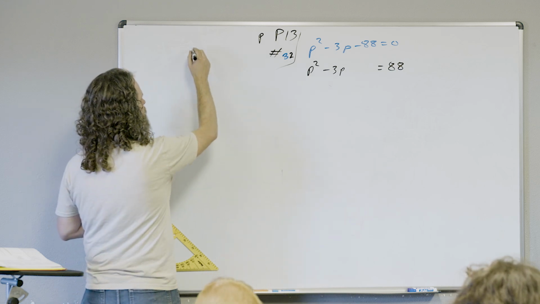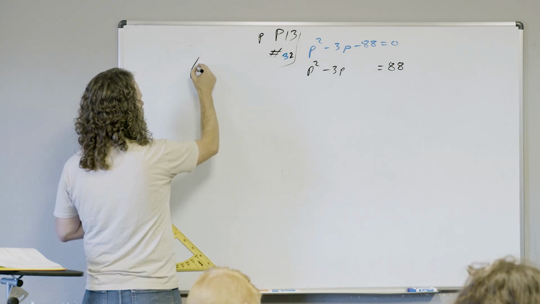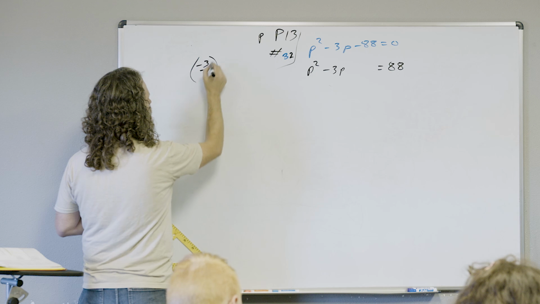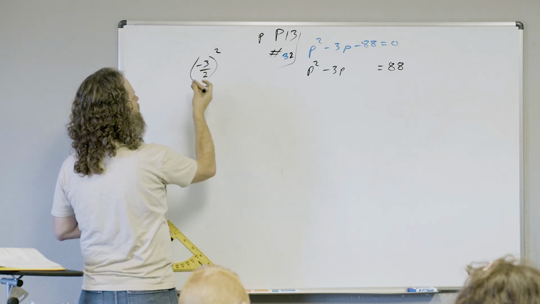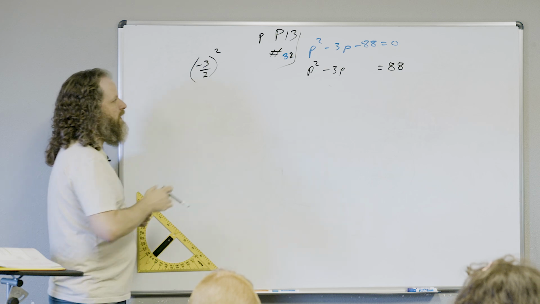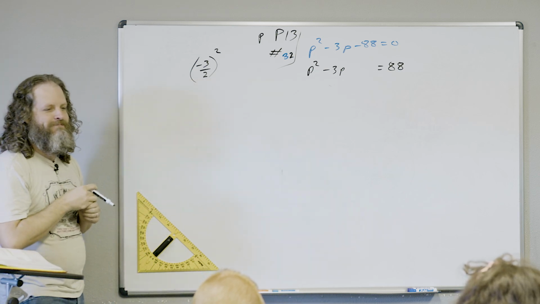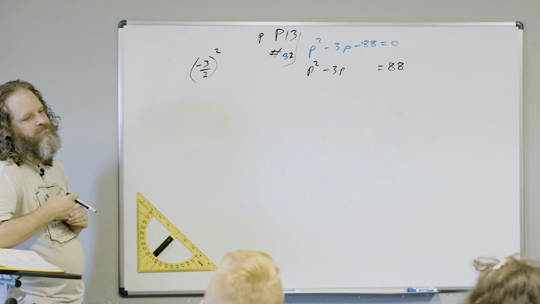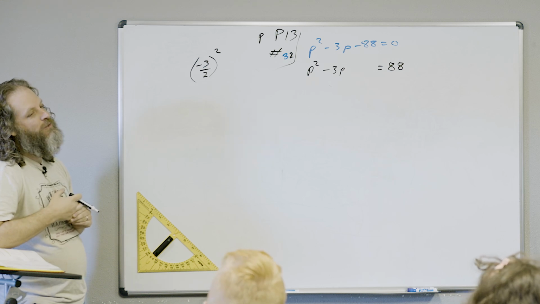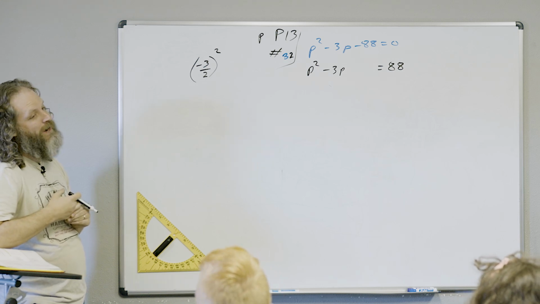B over 2 squared. Negative 3 divided by 2 squared. Why is that called the green part? Because of Ryland and the waters. Okay. It's not an actual thing.